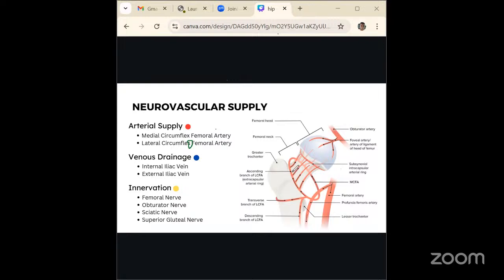Look at this LCFA that is here. LCFA is just lateral circumflex femoral artery. And then we have this one, which is the medial. So the lateral is just here, while the medial is here. As simple as that. And this is an anastomosis.